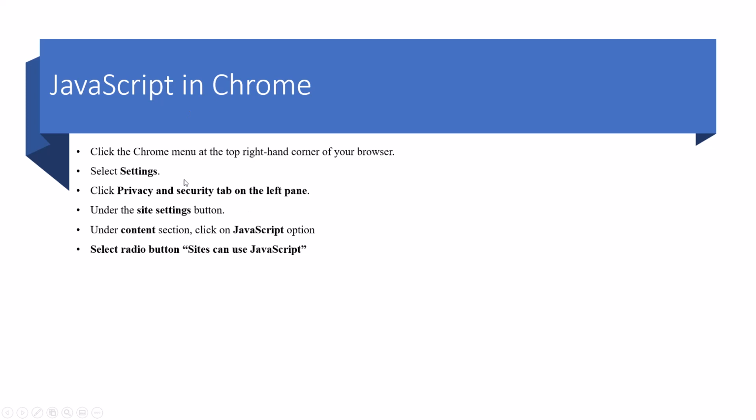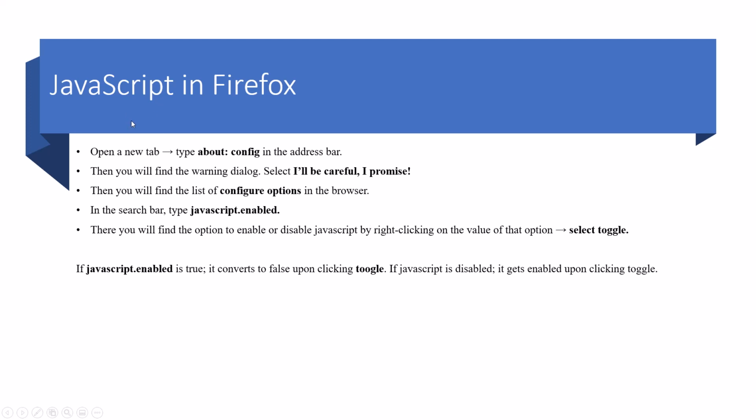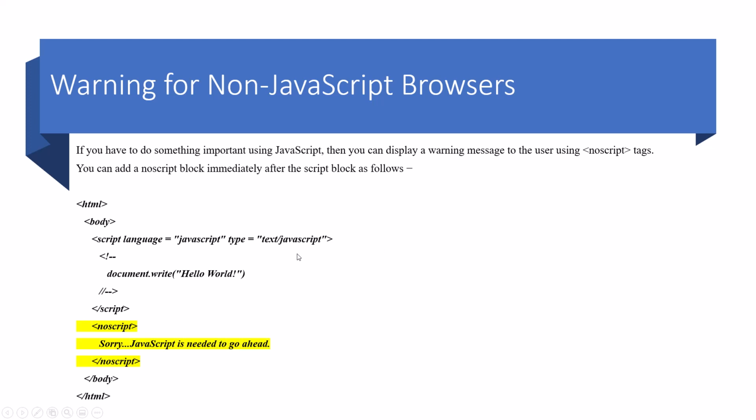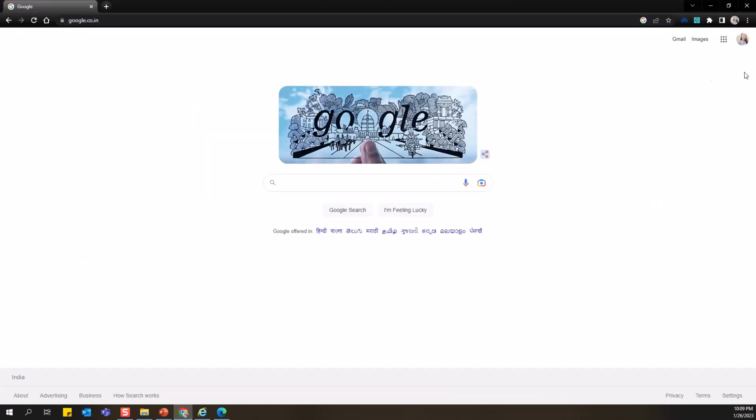For Chrome also, these are the settings, and likewise for Microsoft Edge and Firefox. I will show you how to activate JavaScript for Chrome, Edge and Internet Explorer. I don't have Firefox currently installed on my machine, so these are the steps you can follow if you are using the Firefox browser. I will give you the example first, starting with Chrome.